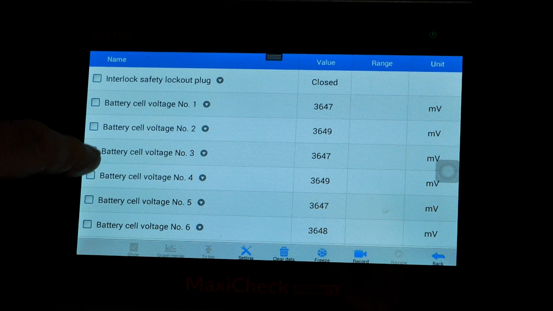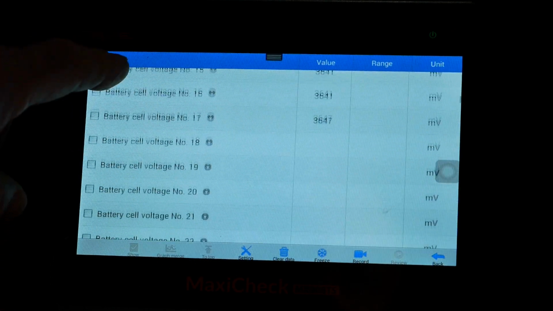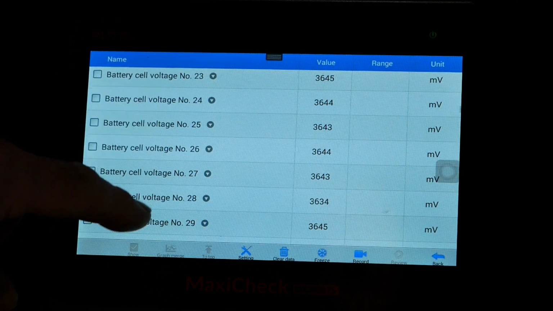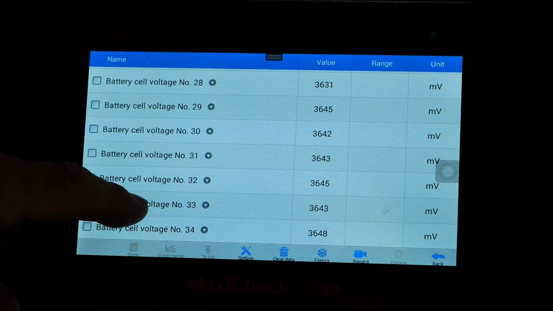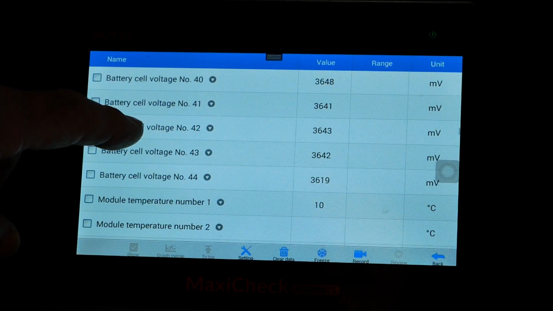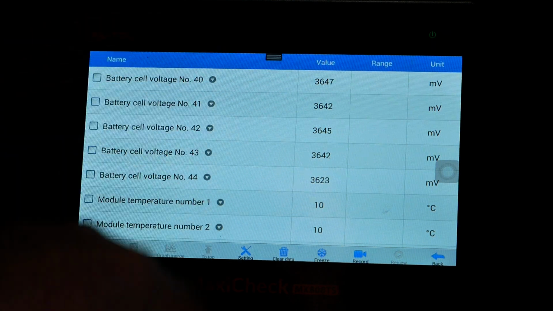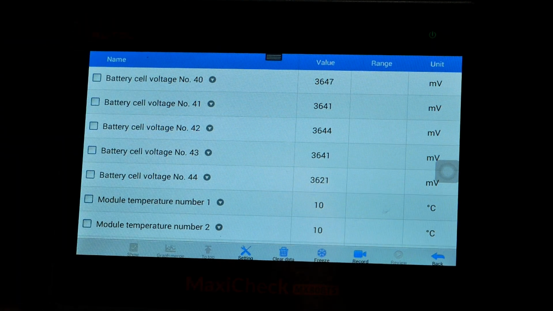3648, and we've got battery cell voltages 15, 16, 17, 26, 29. We're going through all the different cells in the pack. 38, 41. So right down to 44. And we can compare all the voltages of every cell.